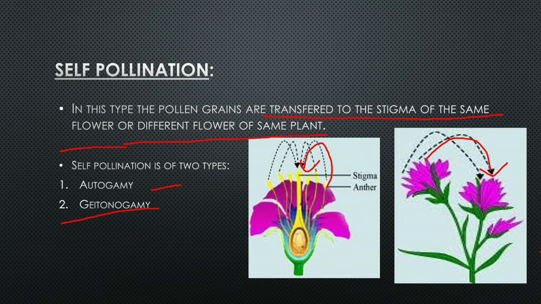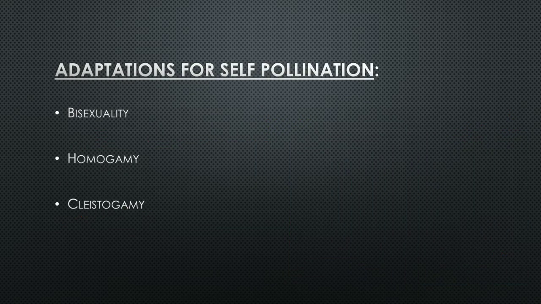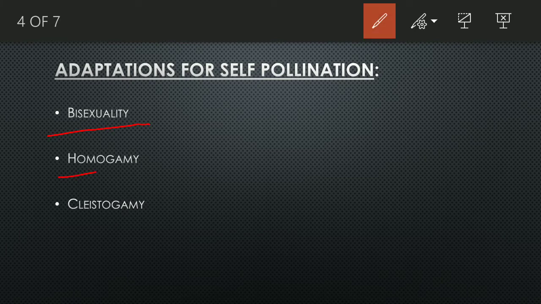Now, what are the adaptations which favor self-pollination? These are bisexuality, homogamy, and cleistogamy. Now, what is bisexuality? Flowers should be bisexual or hermaphrodite. Bisexual means both gametes or both gametophytes should be present in one flower, like in hibiscus or rose flower. What is homogamy?